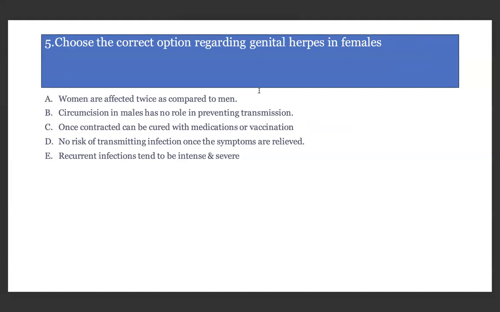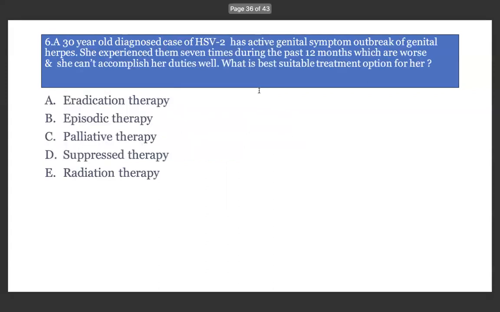A, women are affected twice as compared to men. B, circumcision male has no role in preventing transmission. C, once contracted can be cured with medication or vaccination. D, no risk of transmitting infection once the symptoms are relieved. E, recurrent infection tend to be intense and severe. A is the right answer.